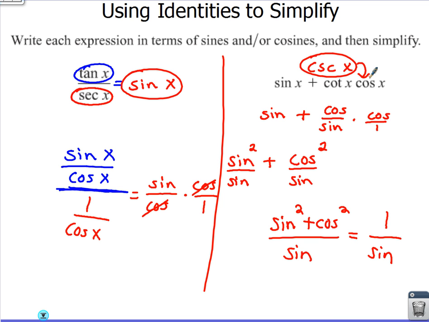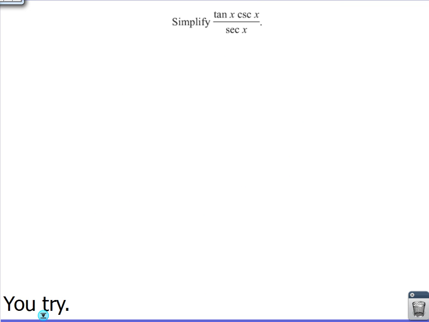So is that another identity? Yes. If you wanted to find the sine of 45 plus the cotangent of 45 times the cosine of 45, the easiest way is to just find the cosecant of 45. The sine plus cotangent times cosine of an angle is equal to the cosecant of that angle. Same thing. And here's another one. Simplify tangent of x times cosecant of x times the secant of x.